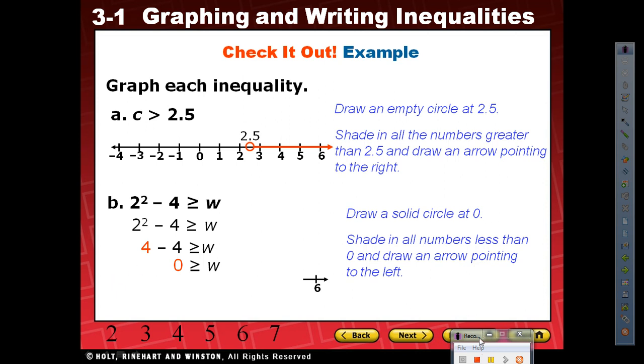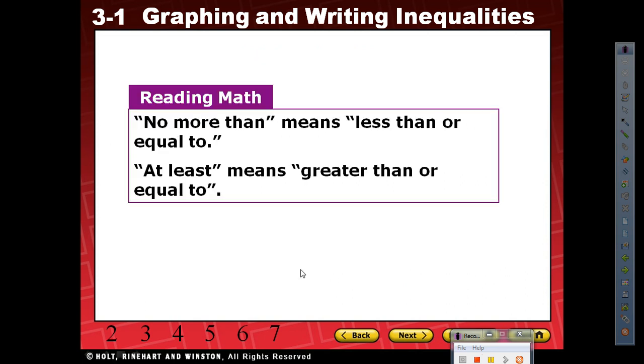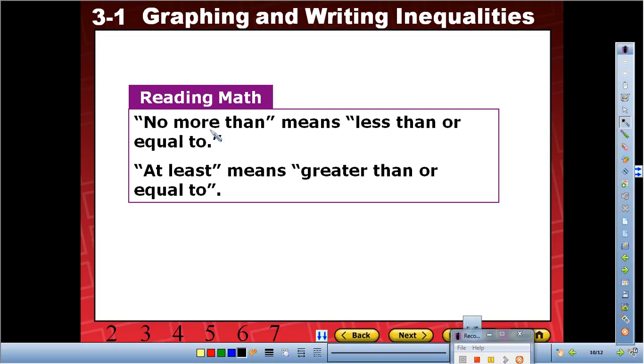Okay? All right. So now the next thing I told you to actually read in the book was this next part, because we're going to get to some word problems, and something you need to remember is that whenever you see a word problem and it says no more than, it's going to be which symbol? Less than or equal to. So whenever you see no more than, you need to remember that it's going to be less than or equal to. Whenever you see at least, it means greater than or equal to.